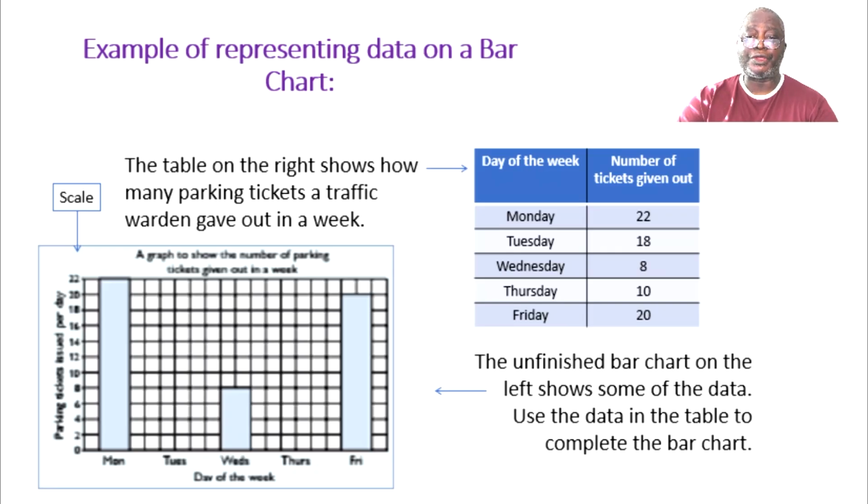Now here we are, you've got the tally or frequency table on the right, and then you've got your bar chart on the left. The table on the right shows how many parking tickets a traffic warden gave out in a week. So here's the bar chart. You can look at the frequency, which is up to 22, and then you can see the day of the week. This bar chart on the left was drawn using the frequency table on the right. You see day of the week, number of tickets given out.